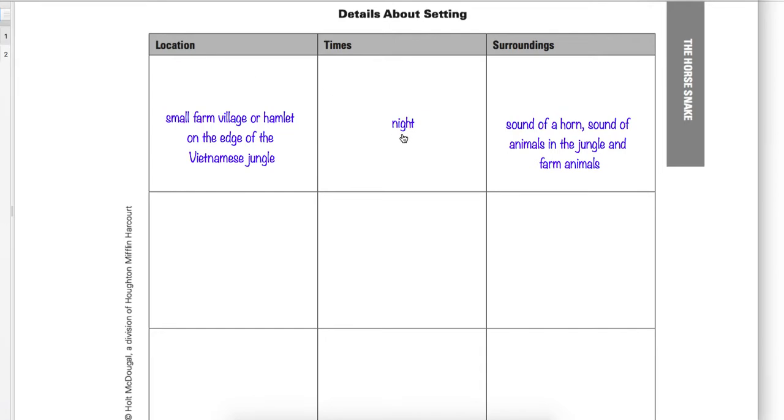Time? Well, it's at night. Surroundings? Well, this is all those sounds. The sound of a horn, sound of animals in the jungle, and farm animals, because of the neighing of the horse. Of course, the jungle would be the roaring of the, I think it's tigers, and the sound of birds. So, take a minute to write this down. You should pause right now in order to write it down.